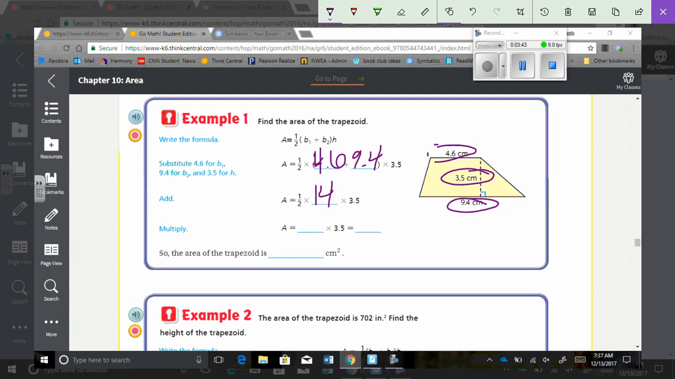We're going to multiply 14 by 1/2 first, because 14 is easily divided into 2, which gives you 7. Then you're going to multiply that by your height, which is 3 5/10, which gives you 24 and 5/10. Again, check your math on that. Make sure that you understand how to add those decimals and then to multiply those decimals. So the area of the trapezoid is 24 and 5/10 centimeters squared. If they do not give you the label, it is very important that you label your work.